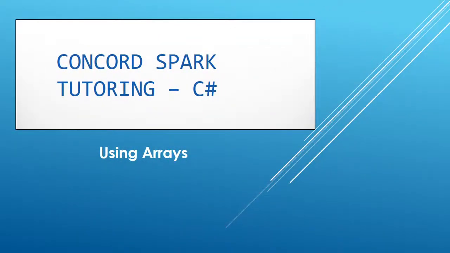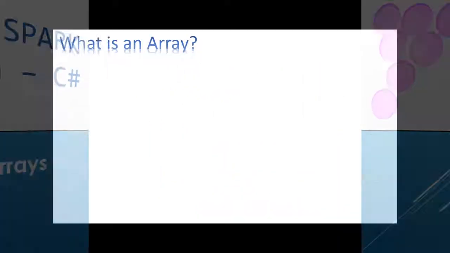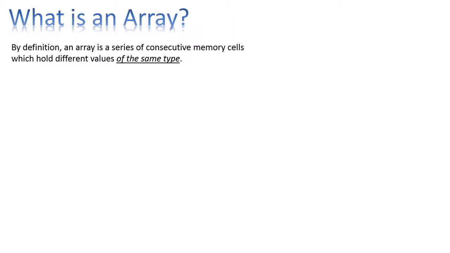Hi all, in this video we're going to talk about arrays in C#. So let's start now. What's an array? By definition, it's simply a series of consecutive memory cells that store the same type of data.